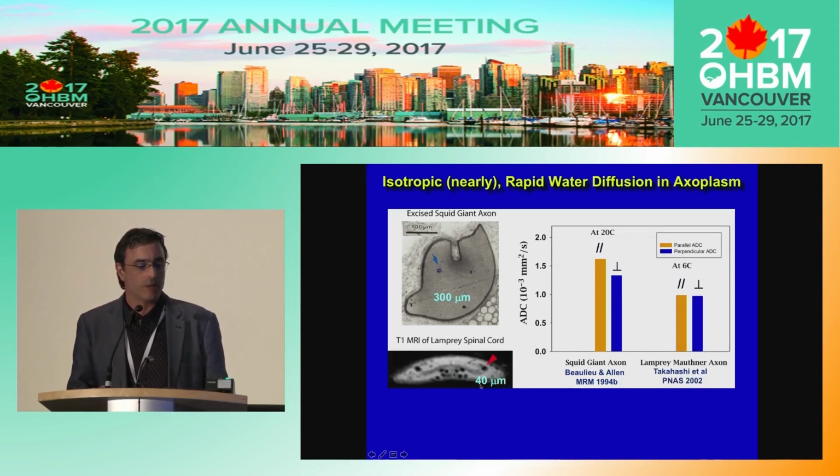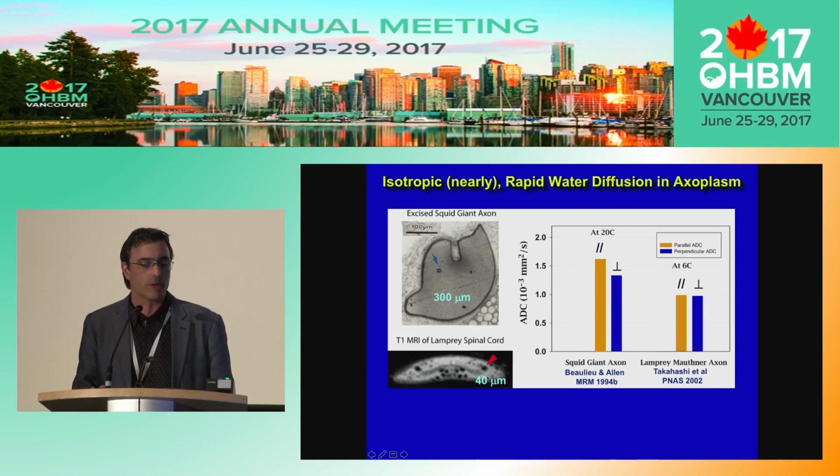This was followed up by a different group that looked at the lamprey axon. That's this little circle there. It's only 40 microns, and they found complete isotropic diffusion in their sample, suggesting again that if you don't have membranes in place, the neurofilamentary lattice isn't doing anything.